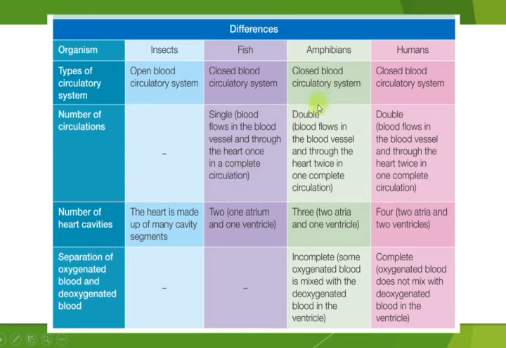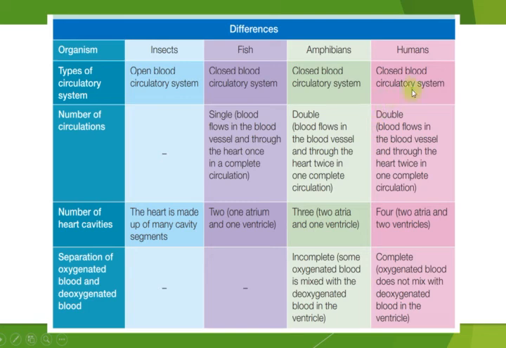Then for the amphibian, amphibians have a double circulation. Blood flows in the blood vessels and through the heart twice in a complete circulation. Why double? Because the blood passes the heart twice in one complete circulation. How come it passes the heart twice? Because it has two circulations, which are pulmocutaneous circulation and systemic circulation.